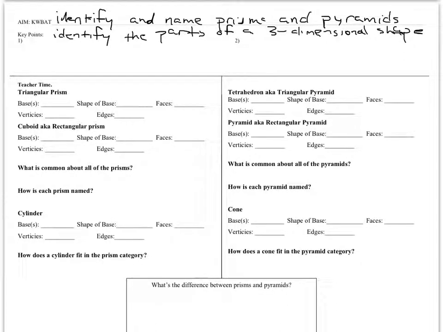To identify and name prisms and pyramids. We're also going to be identifying the parts of a three-dimensional shape. So we actually have two aims today: to identify and name prisms and pyramids, and also to identify the parts of a three-dimensional shape. So we have two aims for today.